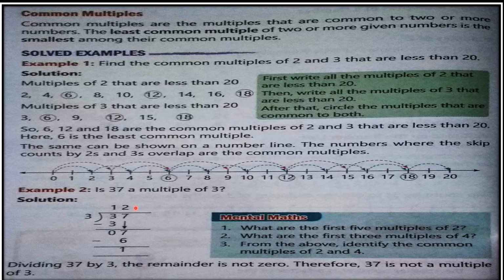Now, is 37 a multiple of 3? How will we find out? We just need to divide. If we divide a number by the given number and the remainder is 0, that means it is a multiple of the given number, otherwise not.